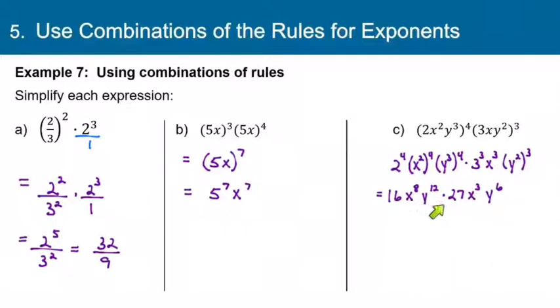So I don't know 16 times 27 off the top of my head. I would have to write that down and work it out. So that's what I'm going to do down here. 27 times 16 turns out to be 432. So I'll have that as my coefficient. And then we have x to the 8th times x to the 3rd. That gives us a total of x to the 11th, because this is a place where we would use the product rule. Notice that we don't have power to power like we did up here. Notice this is x to the 8th times x to the 3rd, so that's why we're adding. And then y to the 12th times y to the 6th would be y to the 18th.